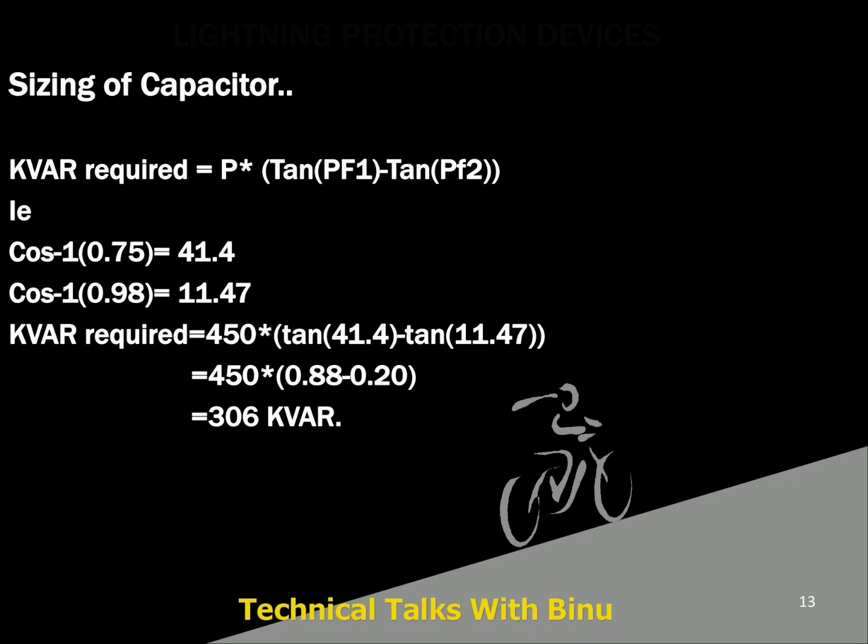This means that if you are able to add a capacitor bank of 306 kVAR into the system, then we can increase the capacity of the plant by 30% of the initial capacity. This was all about power factor and the correction of power factor.